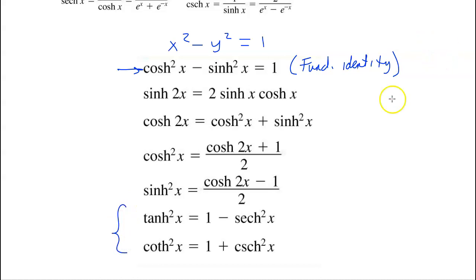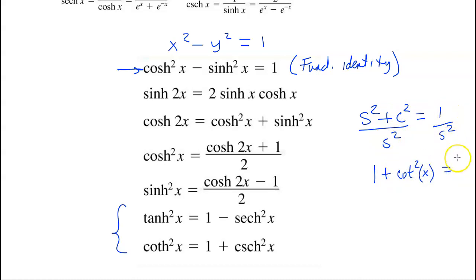And that works the same way for trig. If I had sine squared plus cosine squared is equal to 1, and let's say I divided both sides by sine squared, then I know sine squared divided by itself is 1. Cosine squared over sine squared is going to be cotangent squared. And of course, 1 over sine squared is going to be cosecant squared. Okay. And so my point in doing all of this is to say we can do the same sort of thing with this particular function here.